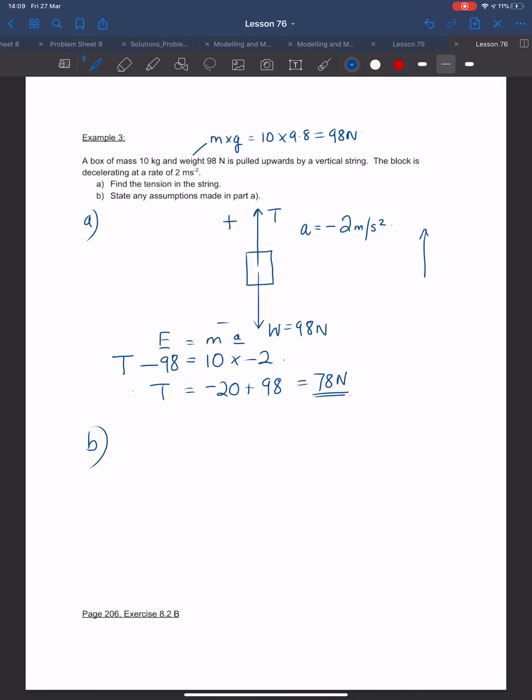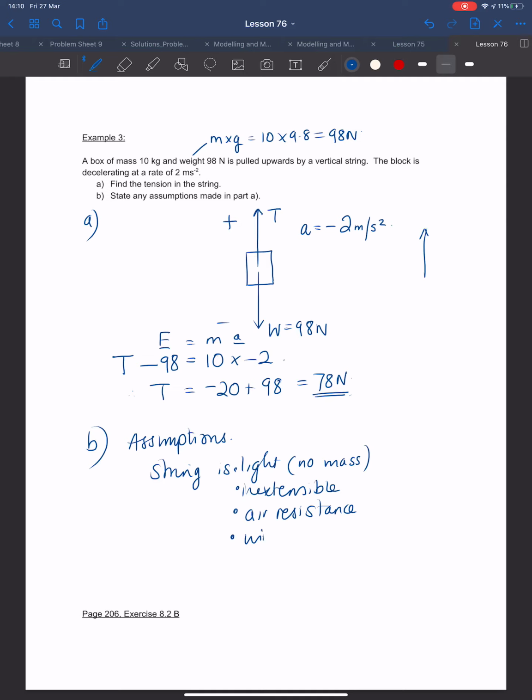Right, B. This model, assumptions. We assume that the string is light, that means no mass. Inextensible, because that's a different topic altogether, if the string's allowed to stretch. I'm looking in the notes here as well. There's no air resistance. No wind acting on the box. And we're actually assuming that the box is a particle.